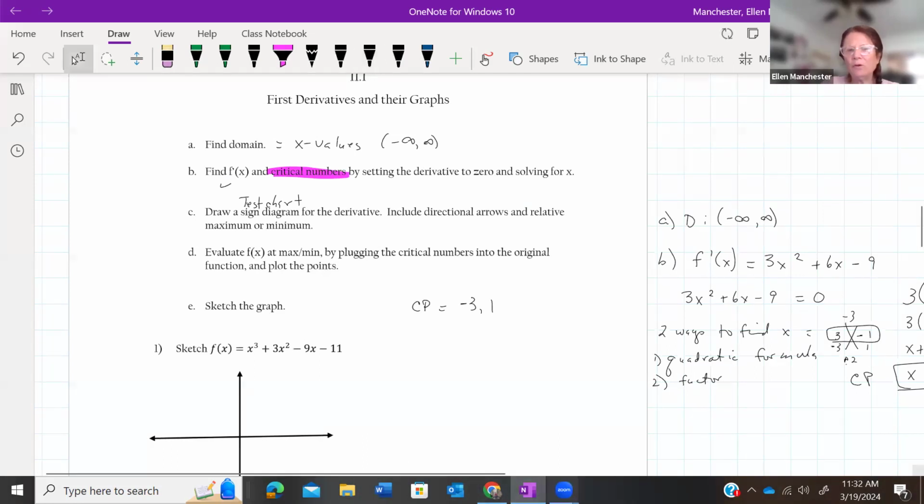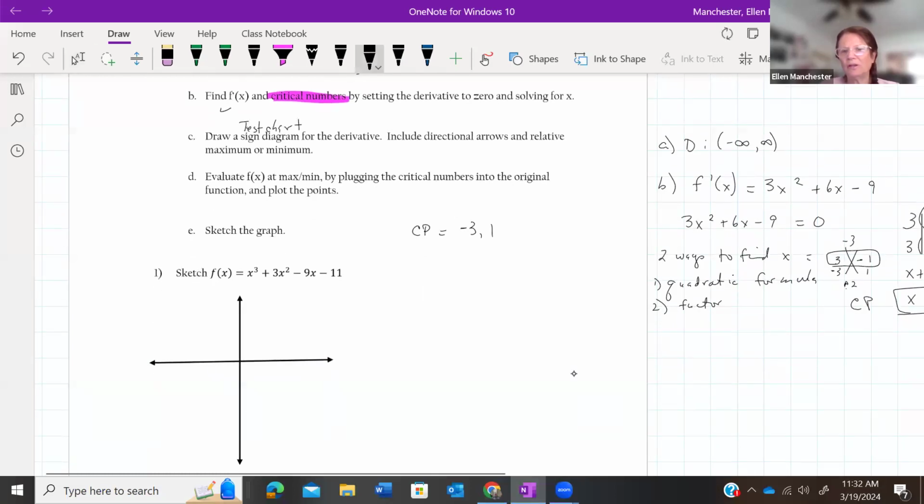All right, so now we're back to those test charts. So I have a test chart and I'm going to identify this as my derivative, just like the test chart had. Make sure you put your values on your test chart in order. Don't mix them up. It's negative 3 and positive 1.